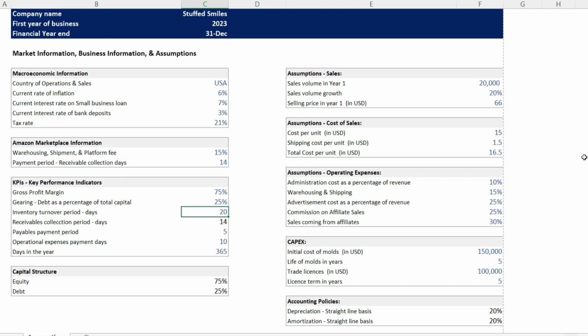And then inventory turnover period in days will be 20 days, which also means that we will be holding inventory of up to 20 days, equal to 20 days of our daily sales.